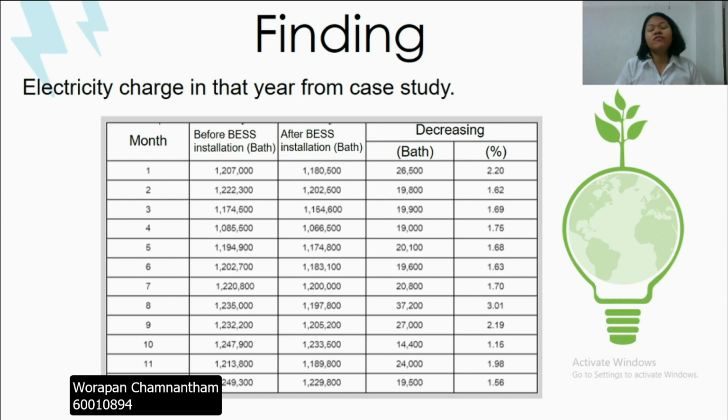Next, the cash flow income of the project comes from electricity charge saving in each month by considering the difference of the original electricity cost before installation compared to the case of installing energy storage system, with details shown in this table.